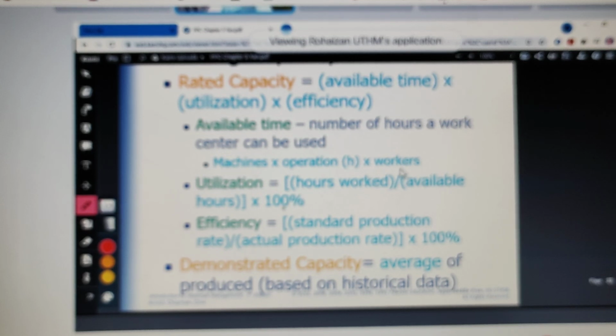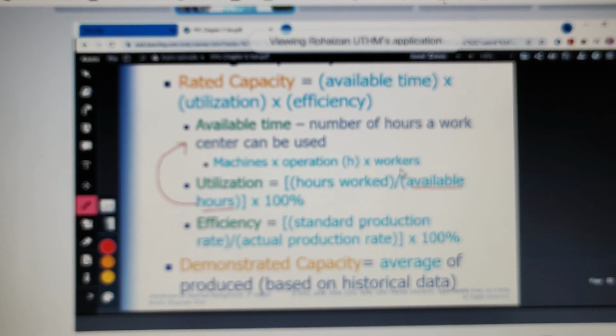So for utilization, we must know the hours worked, and then we divide it by the available hours. Available hours is the available time. Then we multiply by 100. The same goes for efficiency: it is the standard production rate divided by the actual production rate.